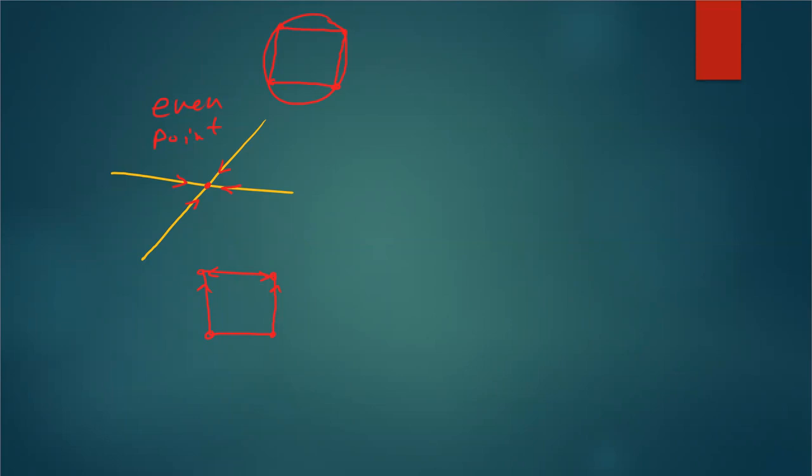But the odd points, if the figure has odd points like this one, where only three edges or five edges meet, this point here is called an odd point. Like a shape like this, if I have a circle with a straight line outside the circle, so I have two odd points here, two odd points.